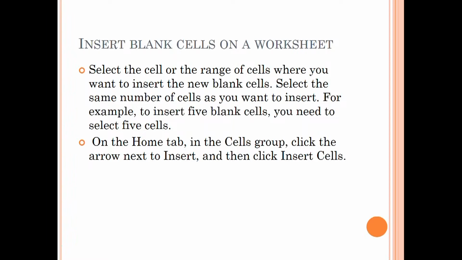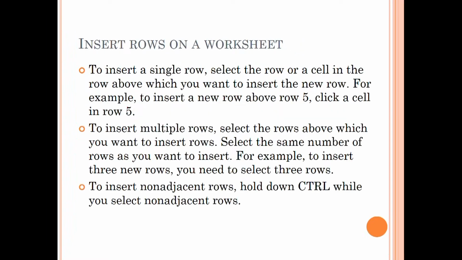So, select the cell or the range of cells where you want to insert the new blank cells. Select the same number of cells as you want to insert. For example, to insert 5 blank cells, you need to select 5 cells. Now, on the Home tab in the Cells group, click the arrow next to Insert and then click Insert Cells.